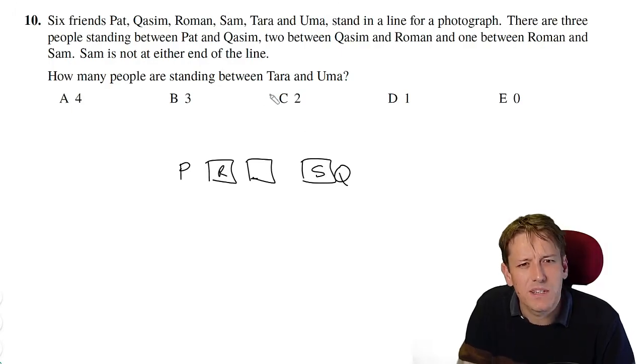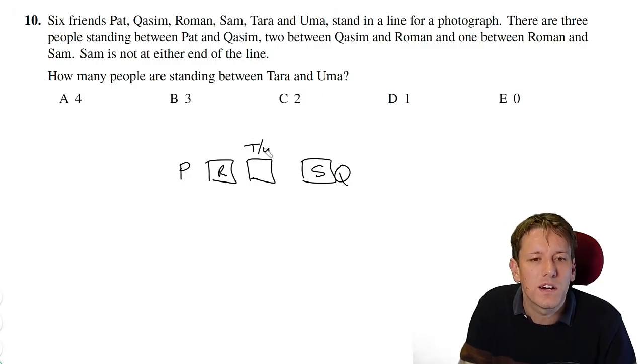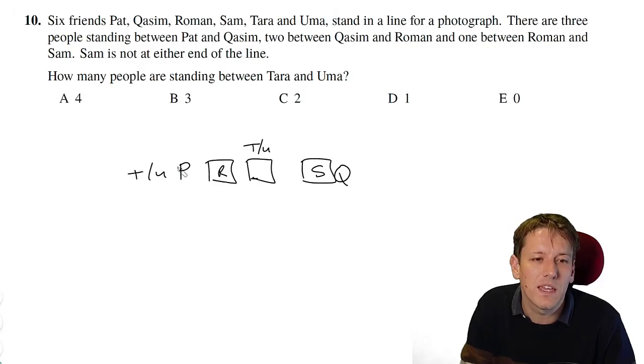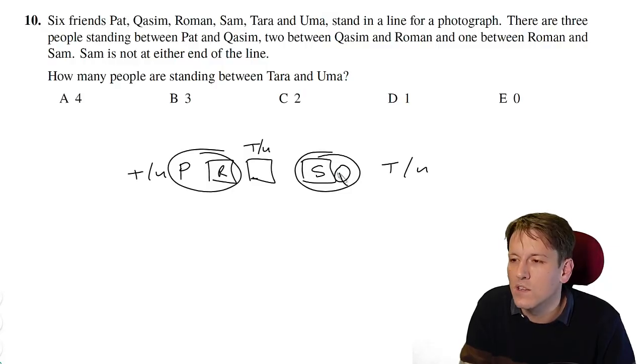Now it says how many people are standing between T and U. We don't know where they are, but this one must be either T or U, and then the other one of T or U must be either to the left of P or to the right of Q here. So it could be here or could be here, but either way there'll be 2 people between them, either these 2 or these 2, P and R, S and Q. So whichever arrangement they're in here, it must be that there are 2 people between Tara and Uma, and so the answer is C, 2.